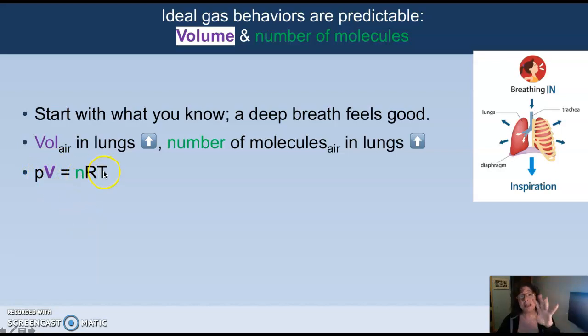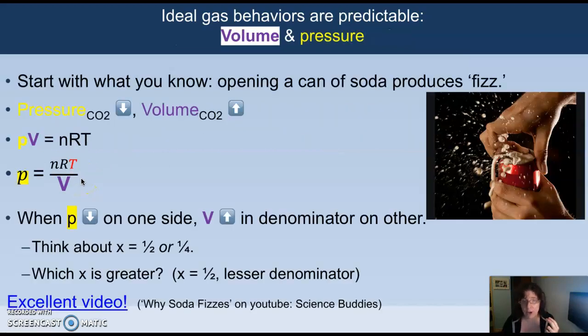The temperature changed a bit between the outside air and the inside of your body, but it's not nearly as constructive or as important as the change in volume related to the change in the number of molecules of air. So that's an easy one. That's a behavior that you know.